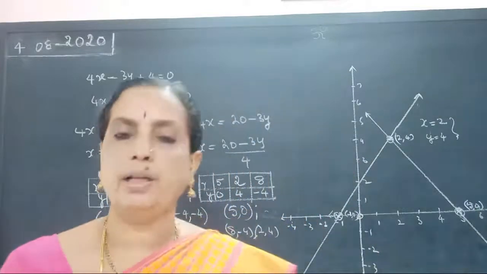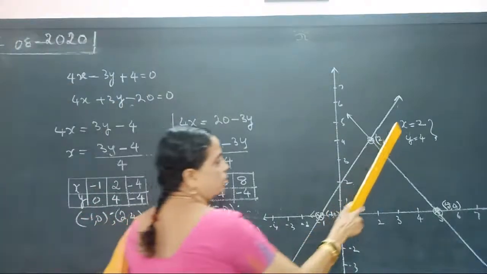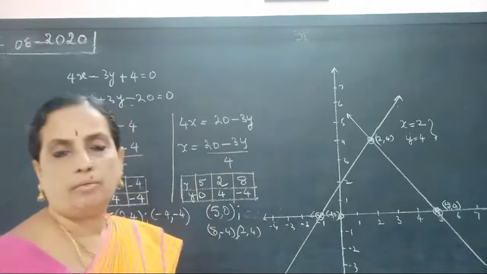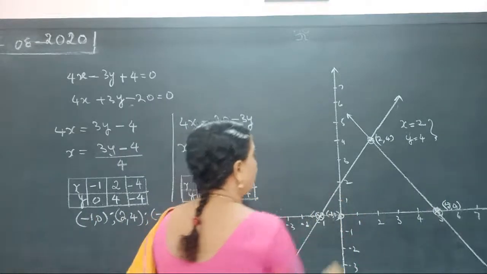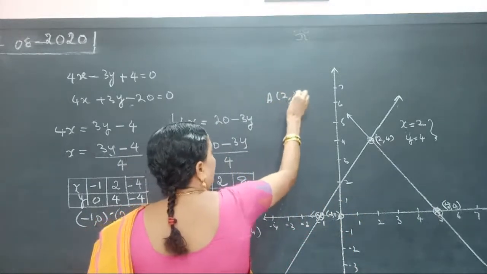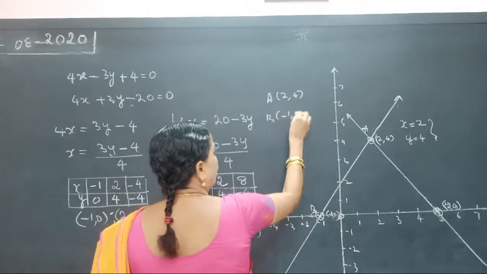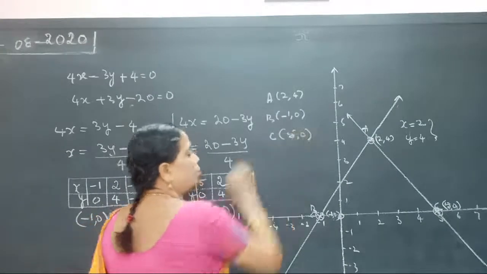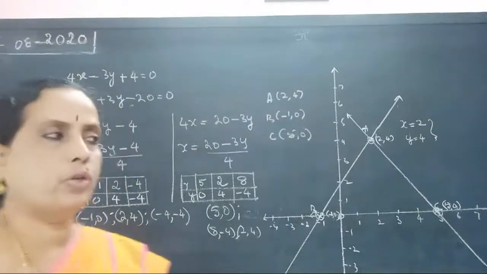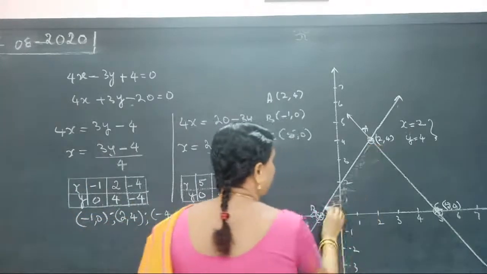Because in the question it is given, solve graphically. First you have to mention the values, the solutions of x and y. Then the vertices of the triangle formed by these lines and the x-axis. So you have the vertex A 2 comma 4, vertex B minus 1 comma 0, vertex C 5 comma 0. Suppose in the same question they ask, calculate the area bounded by these lines and the x-axis, it means we have to find out this area.